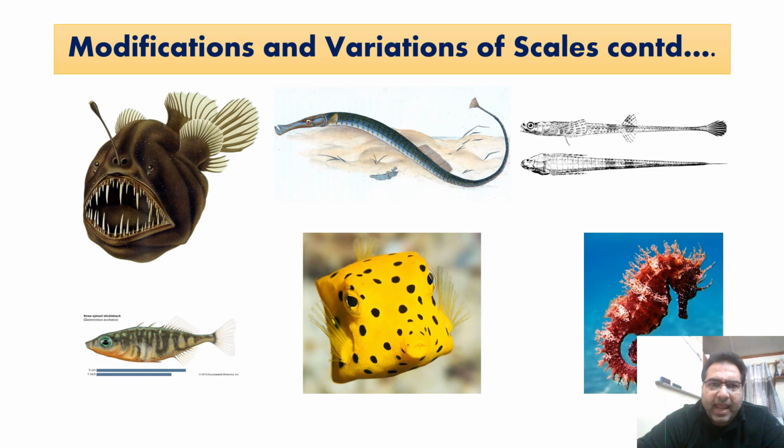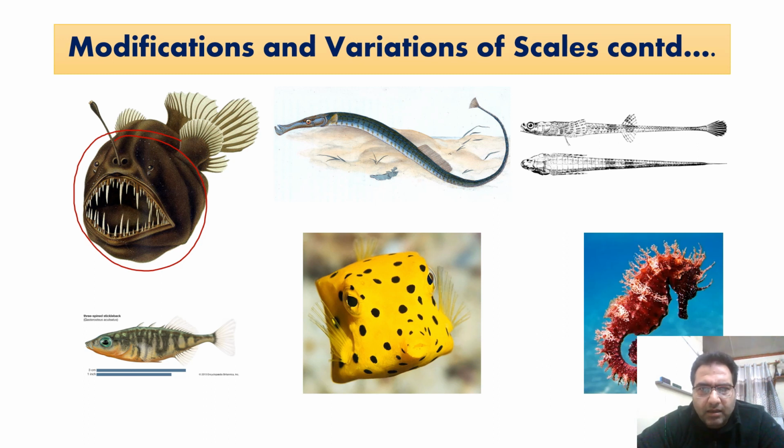Then we do have the anglerfish. They have loose skin. In the case of anglerfish, they have very loose skin that is covered with forked dermal prickles or tubercles, and they do not have regular scales. They rely mostly on camouflage to avoid the attention of predators, while their loose skin makes it difficult for predators to grab them. So that is how they have modified themselves, by not having scales but having loose skin.